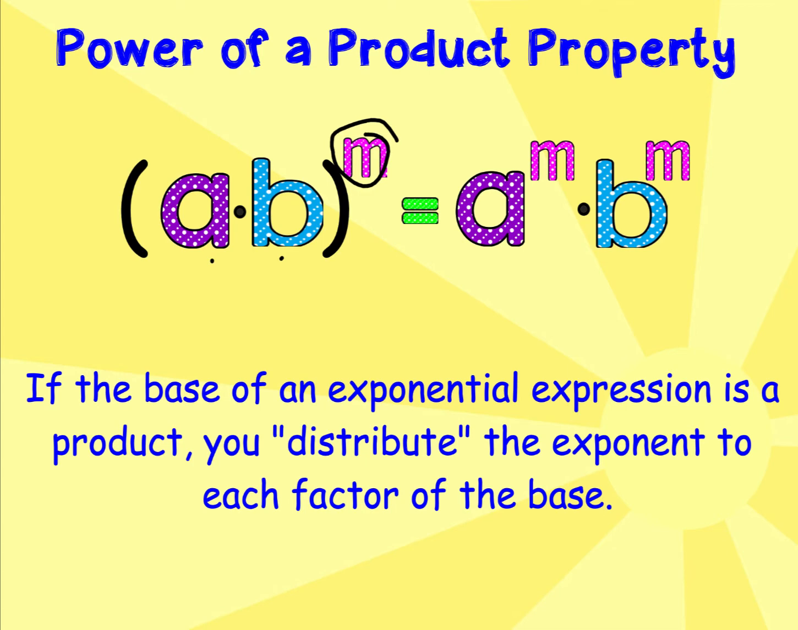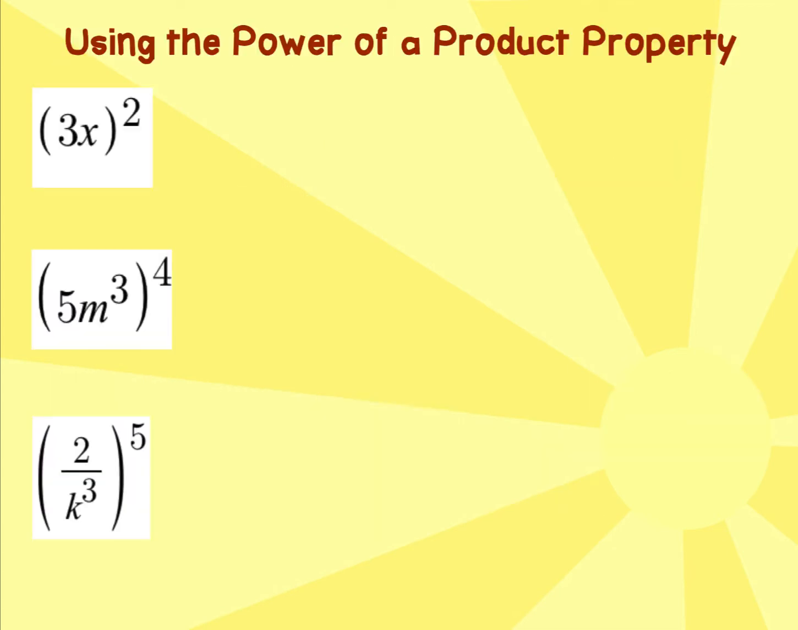So let's go ahead and do some practice problems with that. So here we have one that looks very simple, just like we had in the actual power of a product property. So that means our 2 is going to go to the 3. So we get 3 squared. And the 2 goes to the x, so times x squared. And now we just simplify what we can. So 3 squared is 3 times 3, which is 9. And we can't square x because we don't know what x is, so we simply write it as x squared.